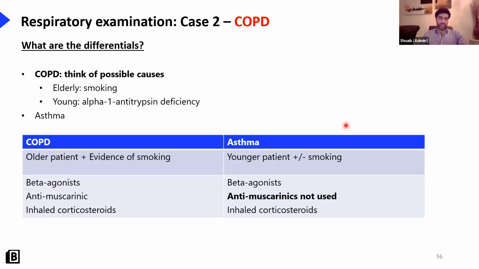So what are your differentials? COPD, you can have two differentials for COPD. Either it's due to smoking or it's due to alpha-1 antitrypsin deficiency. It'll almost always be due to smoking if the patient is old. Asthma is the other differential. How do you differentiate between the two? In asthma, it's a younger patient and they may or may not be a smoker. COPD, it's an older patient and they tend to have evidence of smoking. So always look at the nails for tar staining. That's another point.